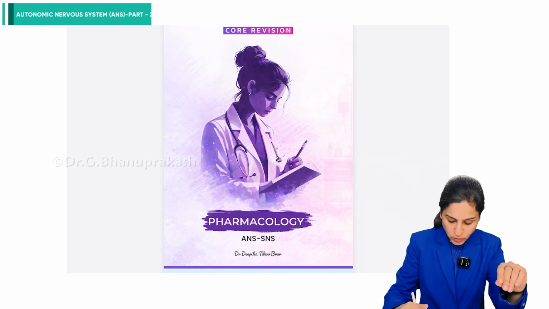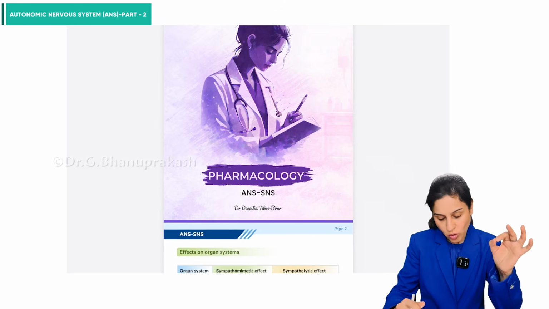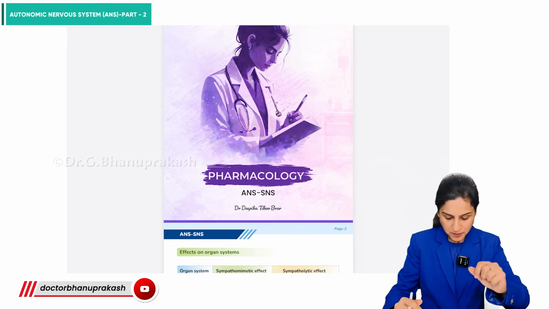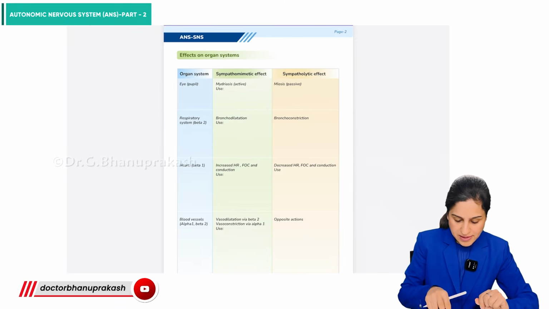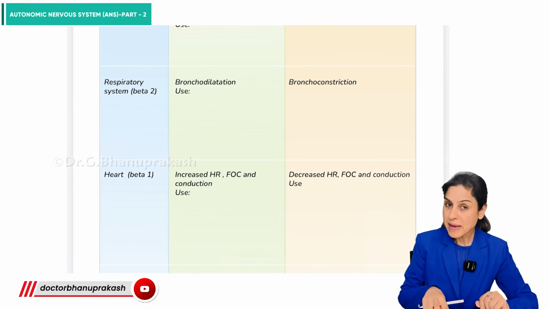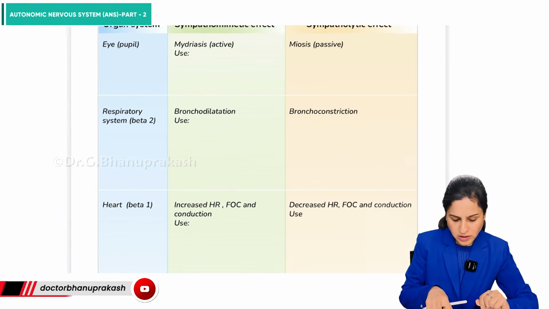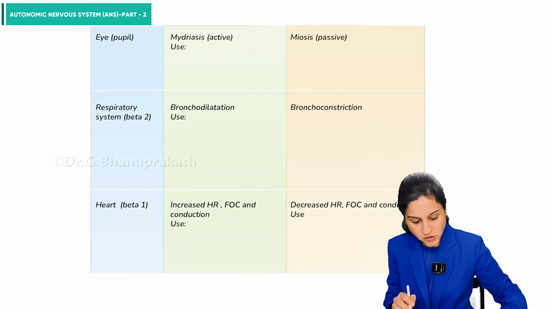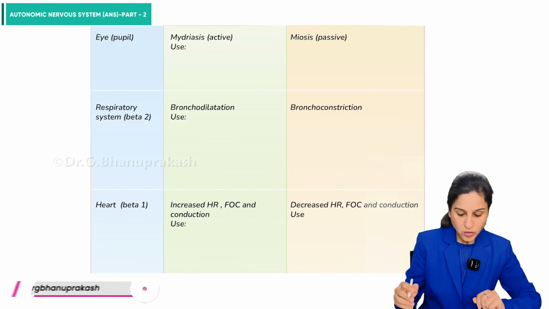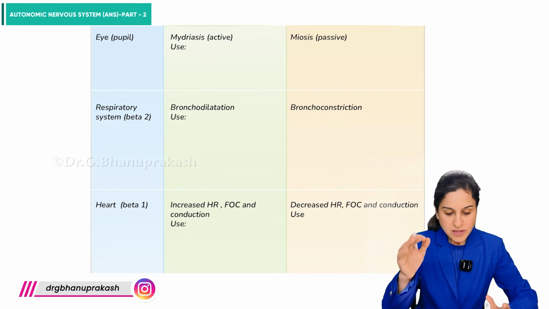So now we are going to discuss in this series the autonomic nervous system, the sympathetic nervous system part. So let's discuss the effects of sympathomimetic versus sympatholytic drugs on different organ systems. So first, it is the eye.